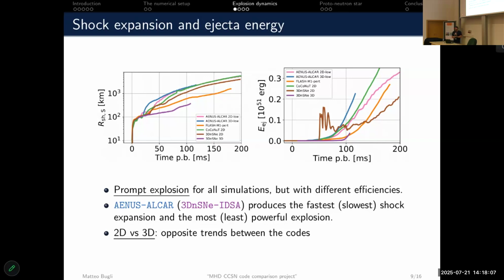And as for the 2D versus 3D question, there is something interesting happening here, because in Nanonuclear we have systematically more efficient explosions in 3D, whereas, for instance, in the Japanese group, that seems not to be the case. But of course, we need to collect more data and try to figure out a bit better what is happening here.